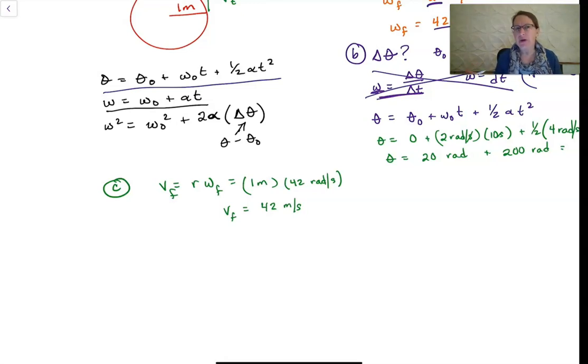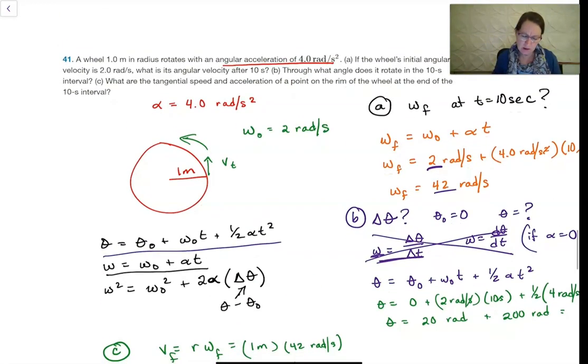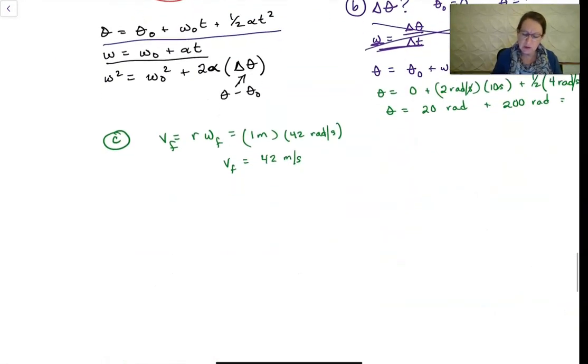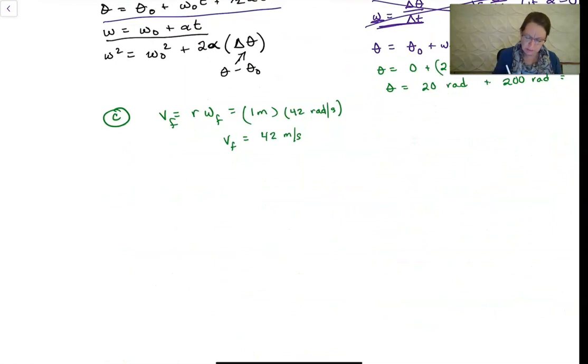It's sort of not a real unit. It's a reminder that we need to be in radians. And then tangential speed, and then acceleration of a point on the rim. So now the acceleration is interesting, right? Because the acceleration has two components.